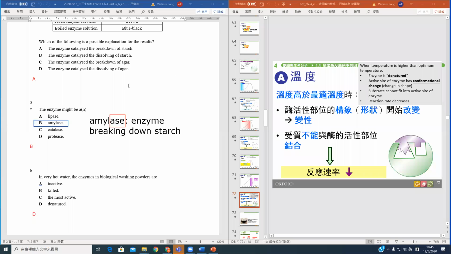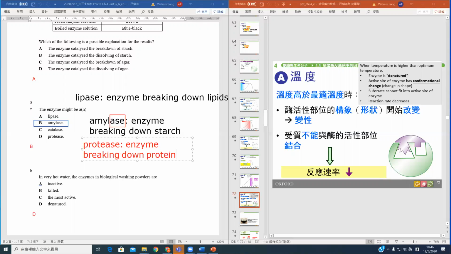For example, lipase is an enzyme breaking down lipids. Or another case, protease is an enzyme breaking down protein. Okay, so remember the naming method. And the answer is B, 5B.